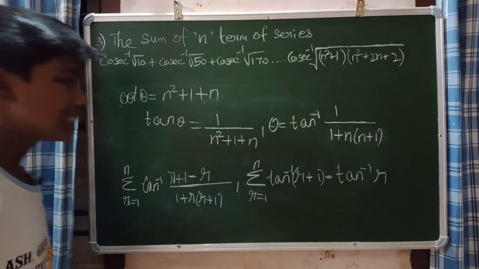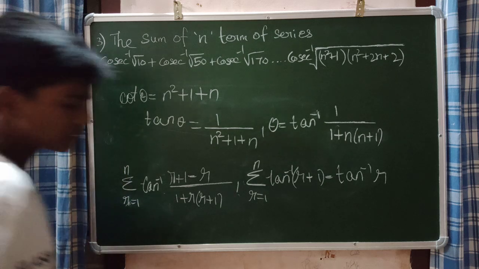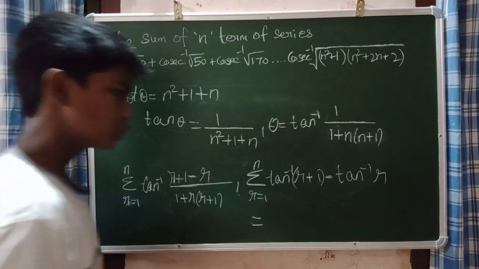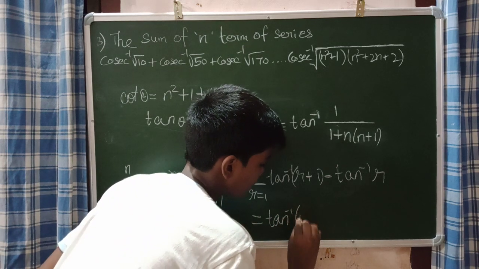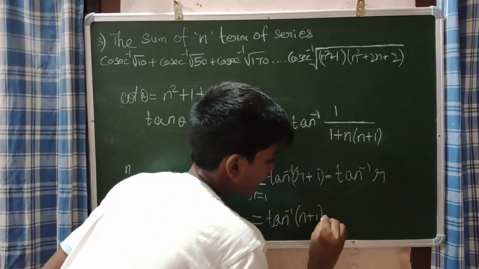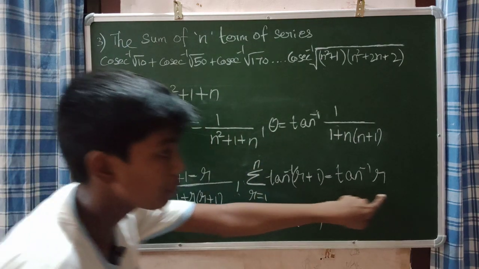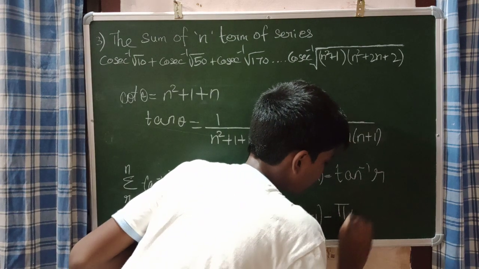So what will be the value of this expression? Here you need to put, what will the answer, guys? That will be equal to, here you need to put n in place of r. So that will be tan inverse of n plus 1, then minus tan inverse of r. Here you need to put 1 in place of r. So tan inverse of 1 is what? That is pi by 4. So this is the answer for this question.